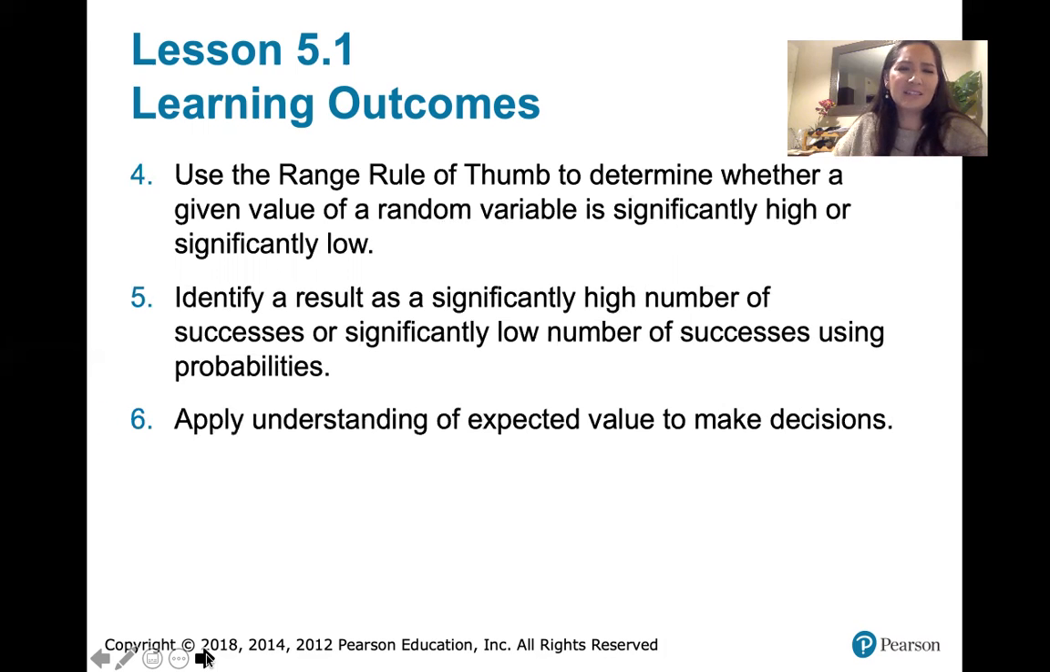And then in 6, we're going to apply our understanding of expected value to make decisions. So we're going to look at some more gambling problems, and we're going to think about what the expected value is of playing a certain game and how that compares to the expected value of playing a different game. And then we can make decisions from there.